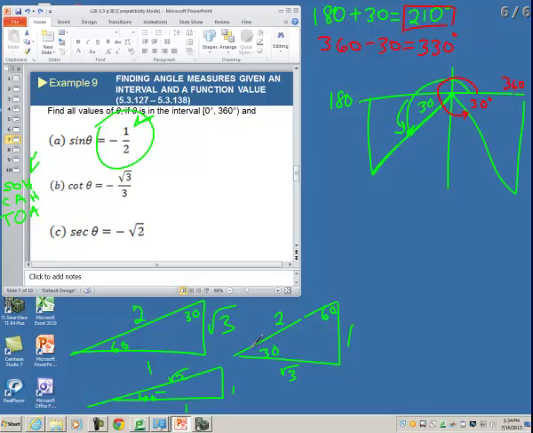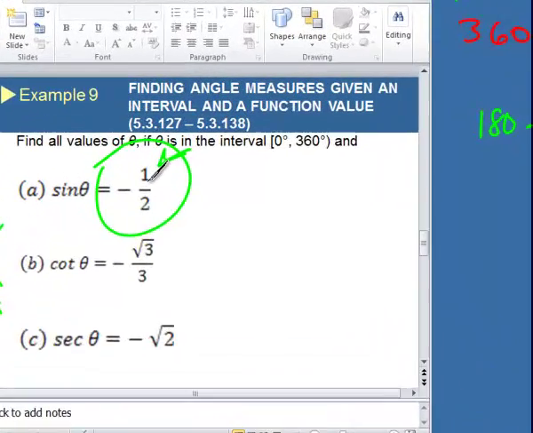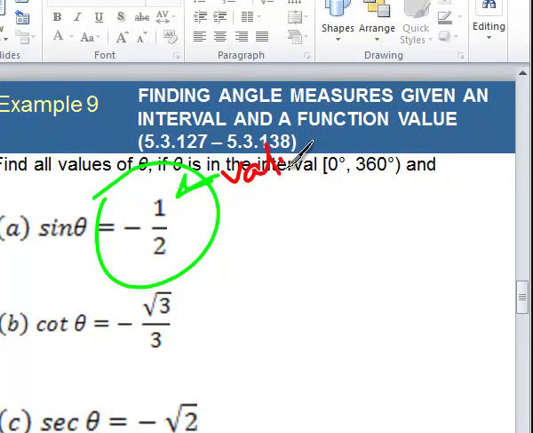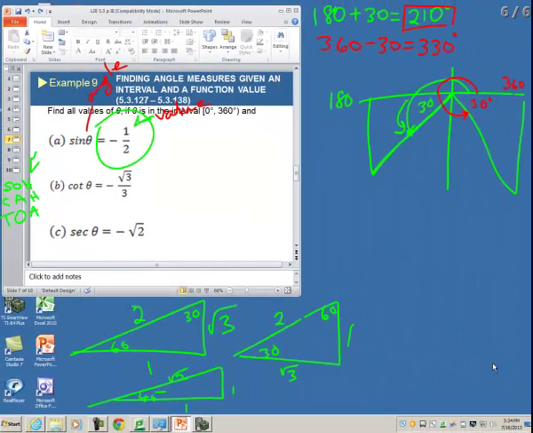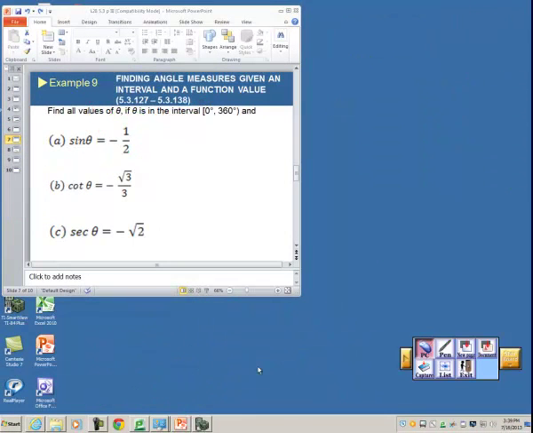Okay, so we take the value, this is our value, and we want to find the angle. In the past, we were always given the angle, and we were trying to find the value. Well, now we have the value, and we're trying to find the angle. All right? So let's try the next one.